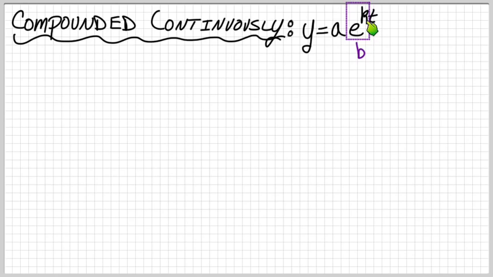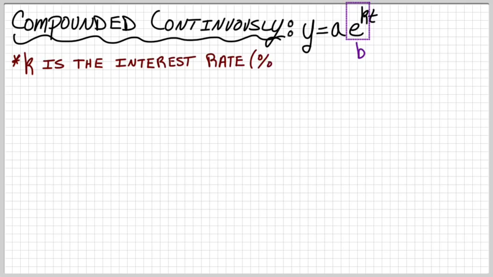What is k? What do I plug in for k? Well, that's just like your interest rate or your growth rate as a percent. And if it's given as a percent, we need to write it as a decimal. So k, when you write it, needs to be as a decimal, and that can be either positive or negative.